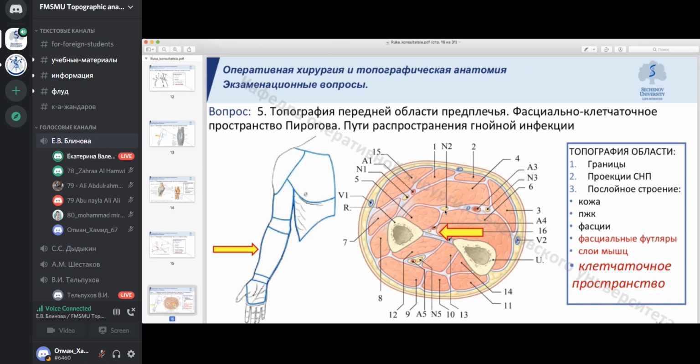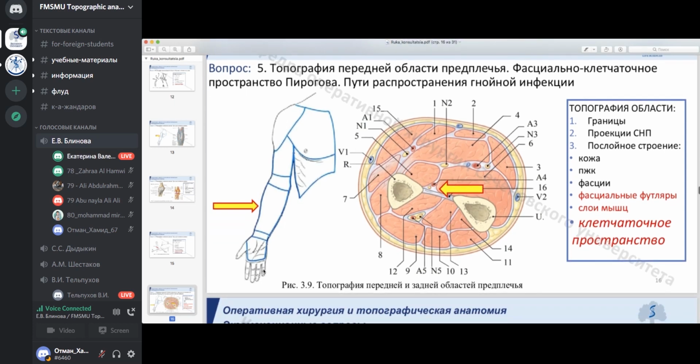Also, the teacher can ask you the symptoms of injury of the median nerve, ulnar nerve, and radial nerve. You should remember the radial nerve supplies the posterior region of the arm and the posterior region of the forearm, muscles and skin. The symptoms of injury of the ulnar nerve: firstly, the claw hand. Secondly, the patient loses sensation on the palmar surface of the fifth finger, fourth finger, and half of the third finger.